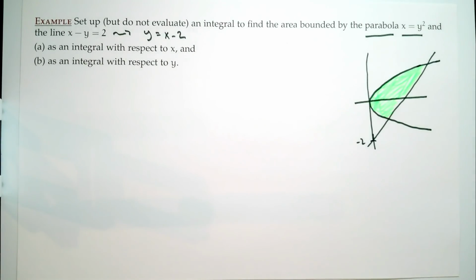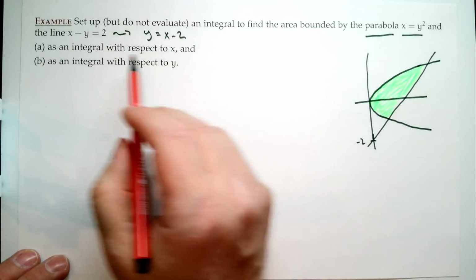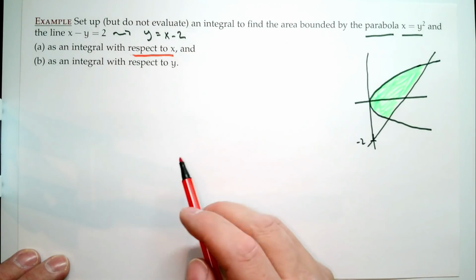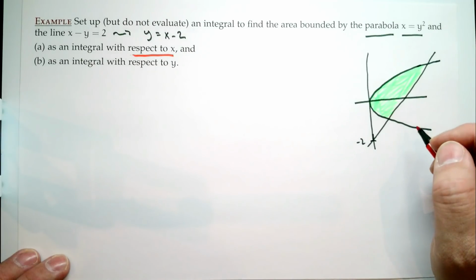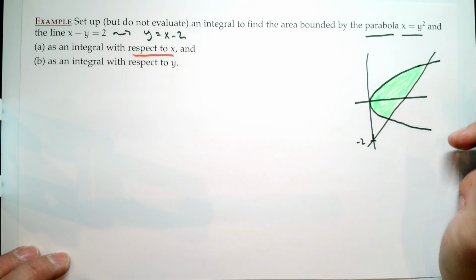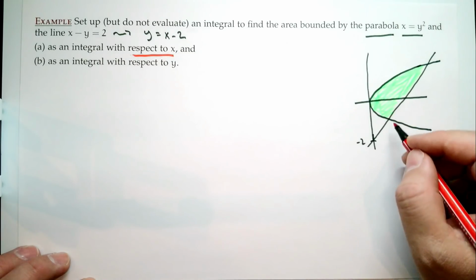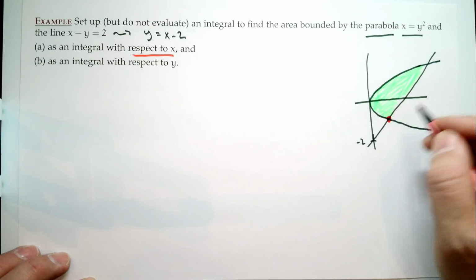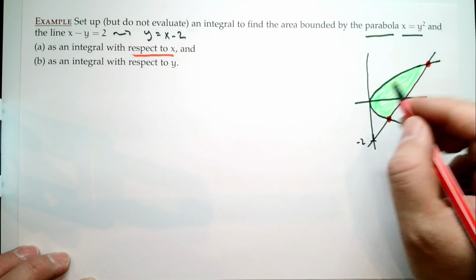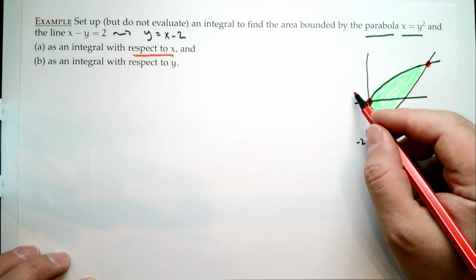So let's think about how we can do this. We're going to do this with integrals, and it says we're going to do it as an integral with respect to x and as an integral with respect to y. So we're going to do it in 2 different ways. Okay, we're going to do it with respect to x. So when we integrate with respect to x, we need to know a couple of things. We need to know the curves. We need to know where we start and where we stop. So we should find some very simple points. Some of the points are easy to find.